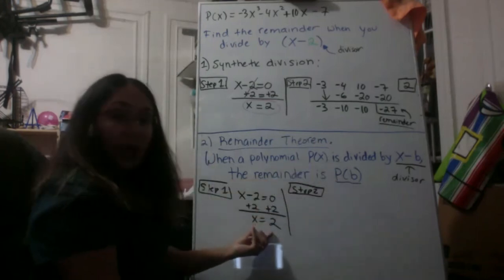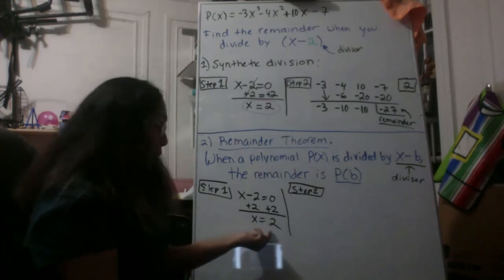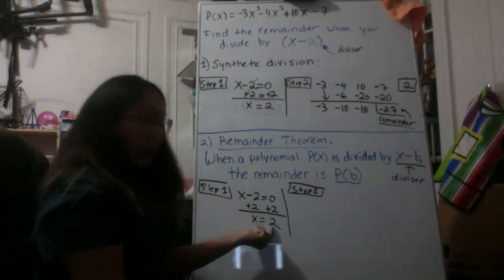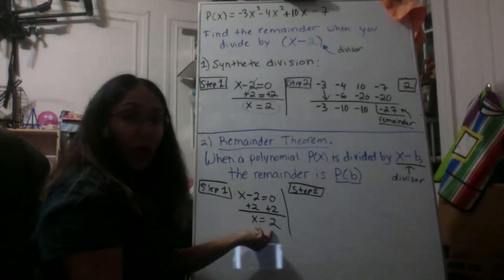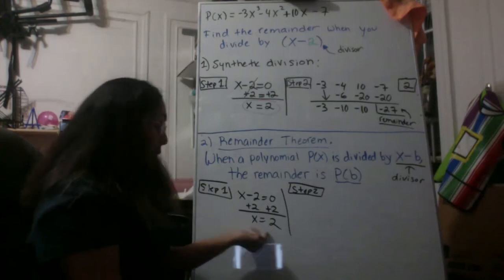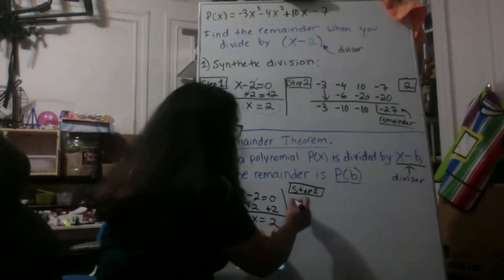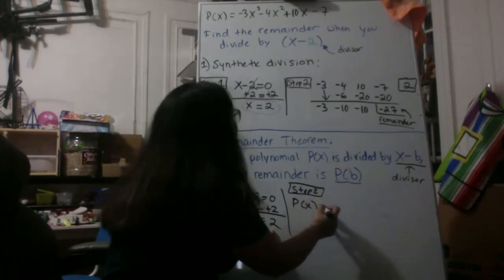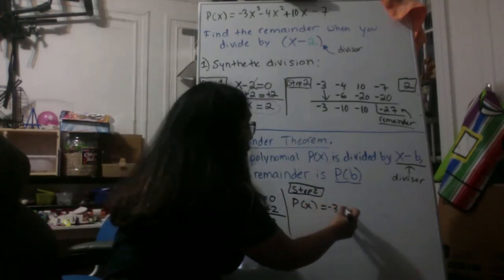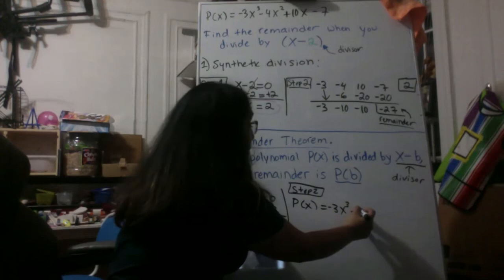So here we have x equals 2. So we're trying to find the output. In other words, evaluate what p of x is going to be when x is equal to 2. So first, I'm just going to go ahead and write the actual polynomial from the original problem we've been working at.